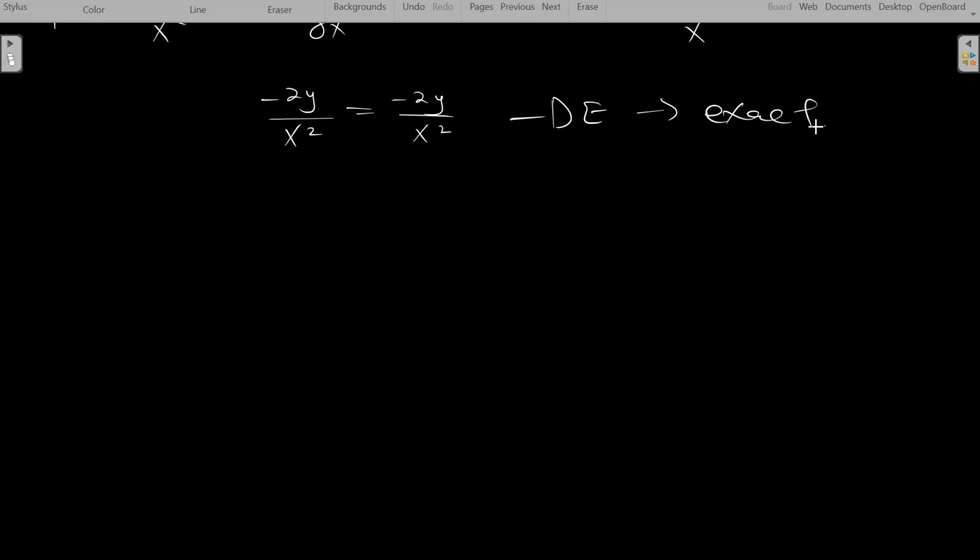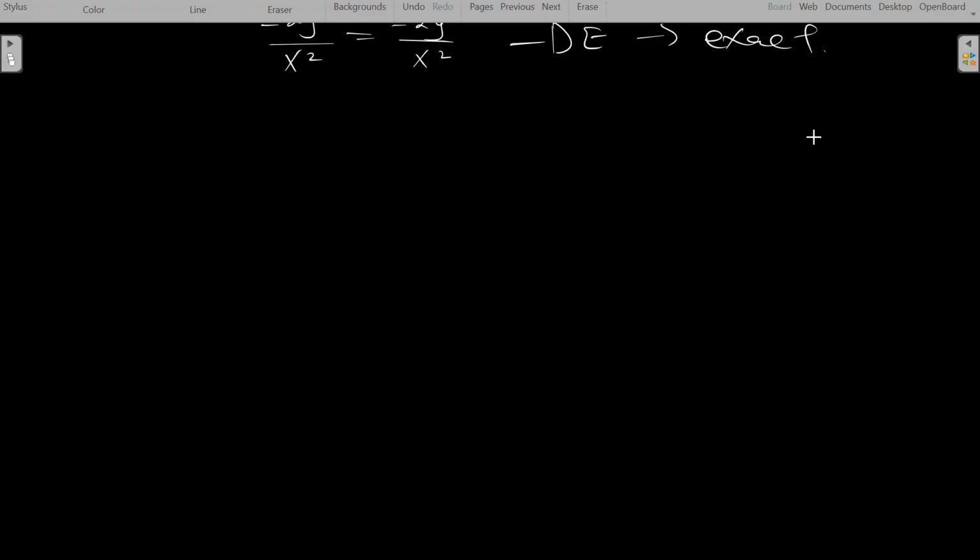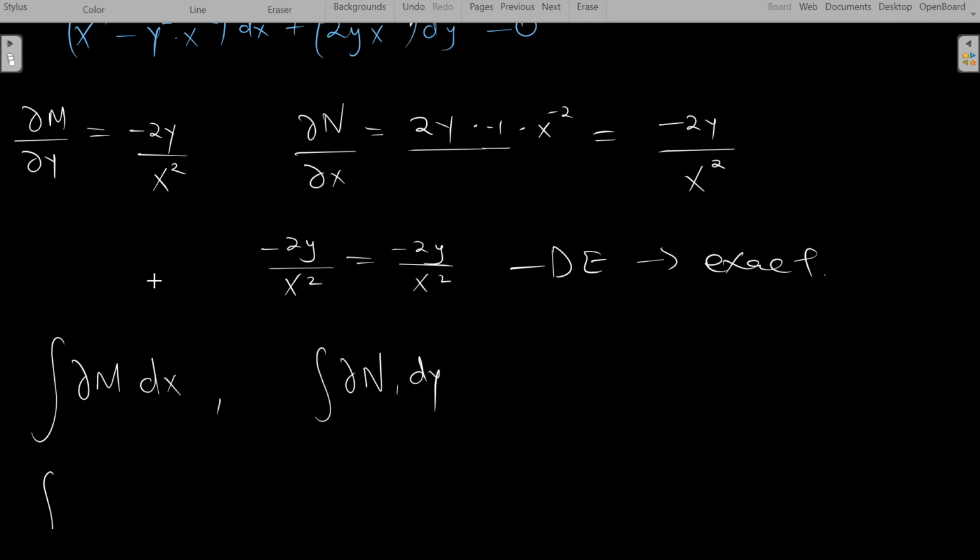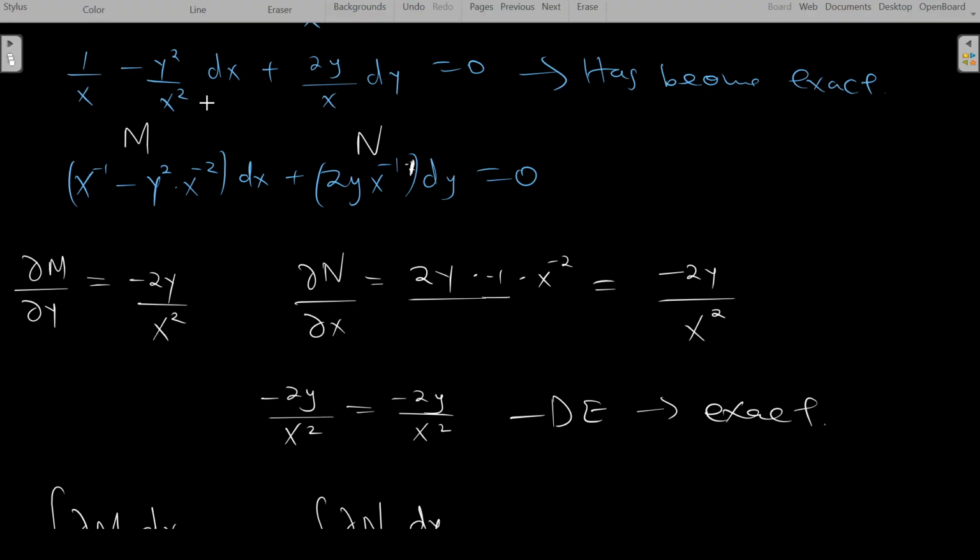So how will we solve this differential equation? We get the integral of delta m with respect to x, and then get the integral of delta n with respect to y. So let's perform this. I'm saying the integral of our new m. This is our new m, keep in mind.